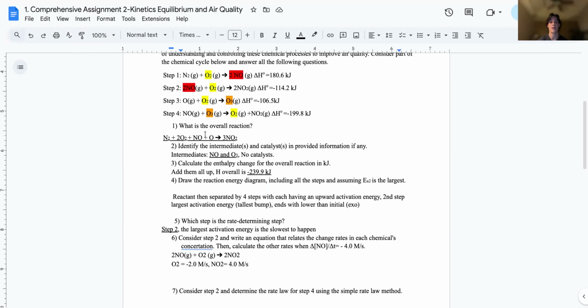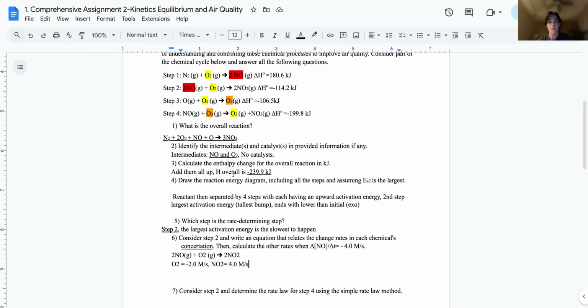The intermediates are only NO and O3. This is because NO gets produced in the first step and subtracted in the second step, and the O3 gets produced in the third step and subtracted in the fourth step. This is also why they're not included in the overall reaction, and there are no catalysts.